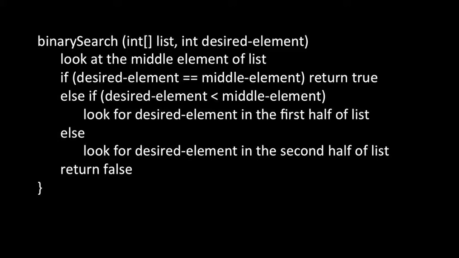Note that this pseudocode involves a repeated process. We keep looking for the desired element if we have not found it yet. This can be modeled and implemented as iteration or as recursion. Let's start with recursion. I can see in the pseudocode that the algorithm keeps calling similar functions. Look for desired element in the first half of the list, or look for desired element in the second half of the list.